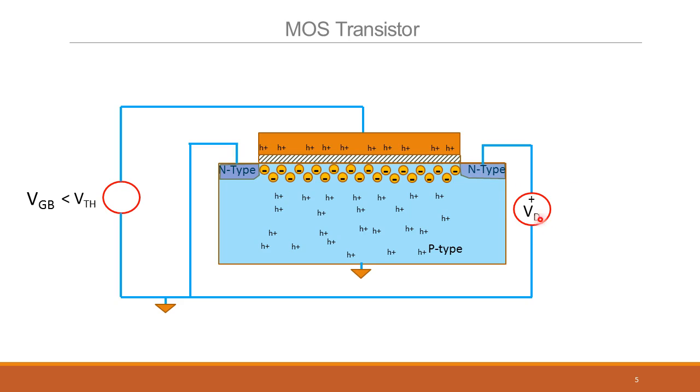Let's say VDS is not so high that breakdown occurs. There will be no current from source to drain this time. No electrons flow from the source to drain, hence no current from drain to source.